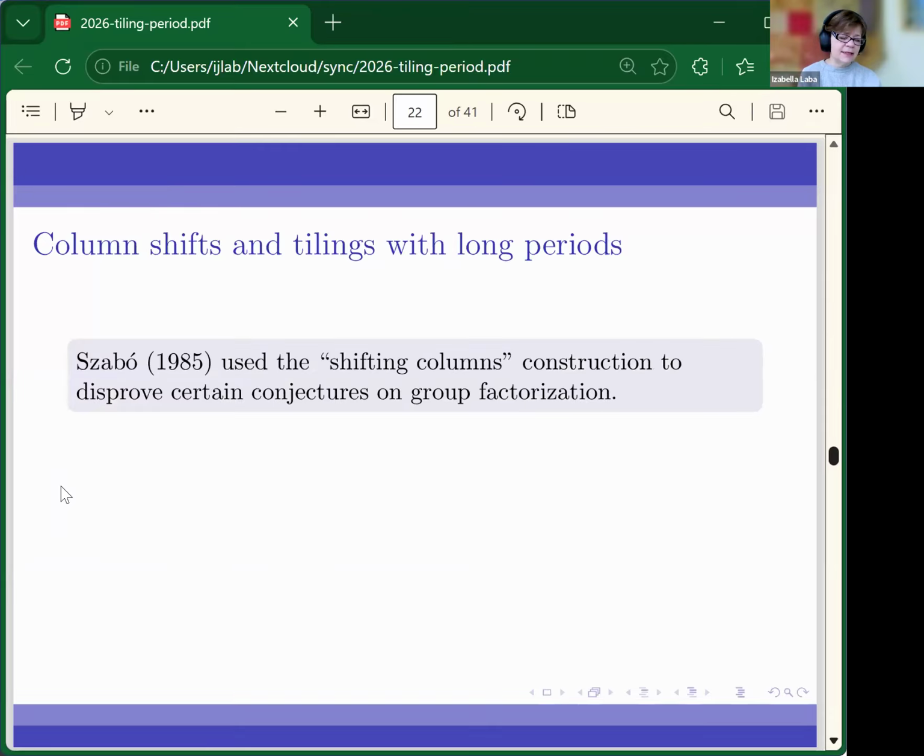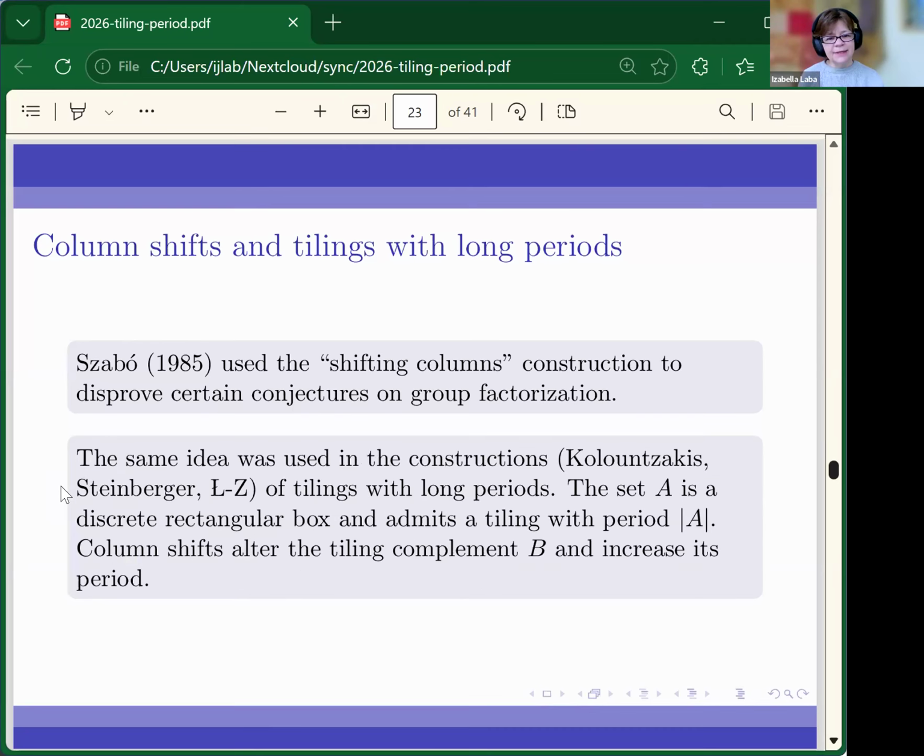So that lets me construct more complicated tilings in higher dimensions, or in the integers with more prime factors. That type of construction goes back to the work of Szabó, who used that to disprove certain conjectures on group factorization. The same idea was used in the constructions of tilings with long periods.